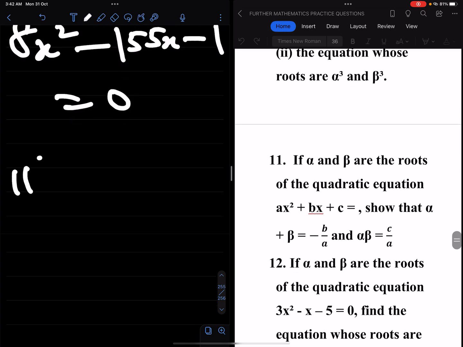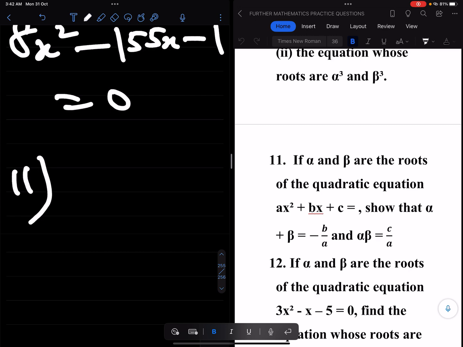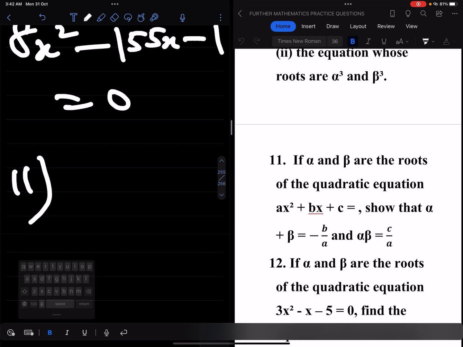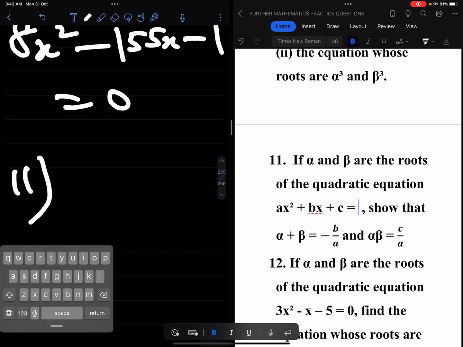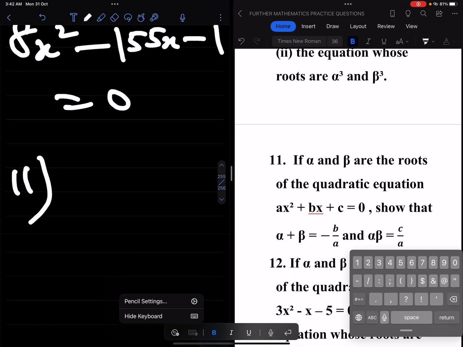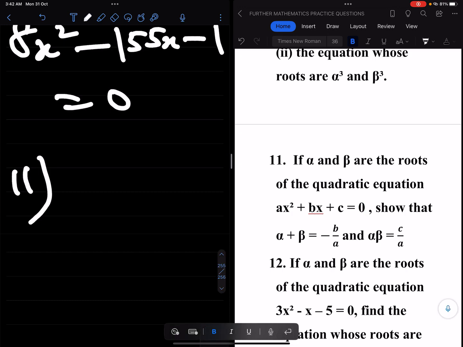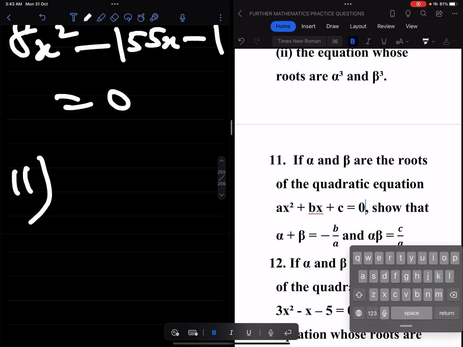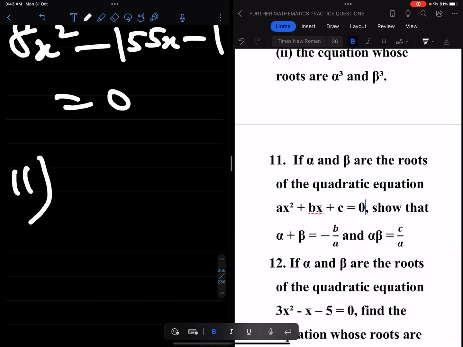Now I go straight to number 11. If alpha and beta are the roots of the quadratic equation ax squared plus bx plus c equals 0, show that alpha plus beta is minus b over a and alpha beta is c over a.